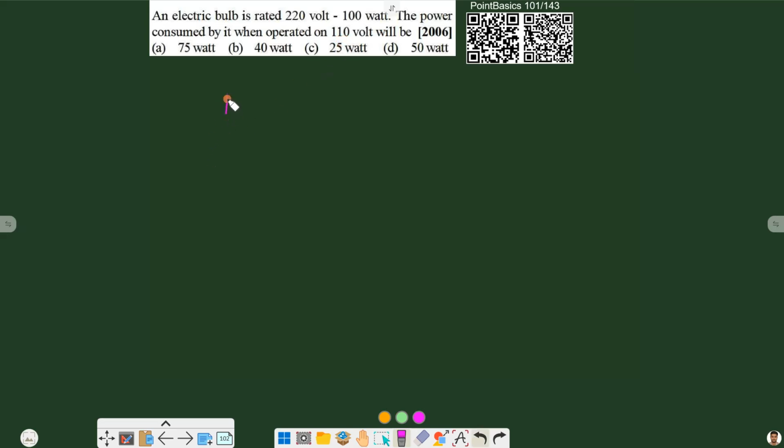We know that power is equal to V square by R. So from this formula, R comes out to be V square by P, which will give us 220 into 220 by 100, the value of power, and 22 into 22, 484 ohms will be the resistance.